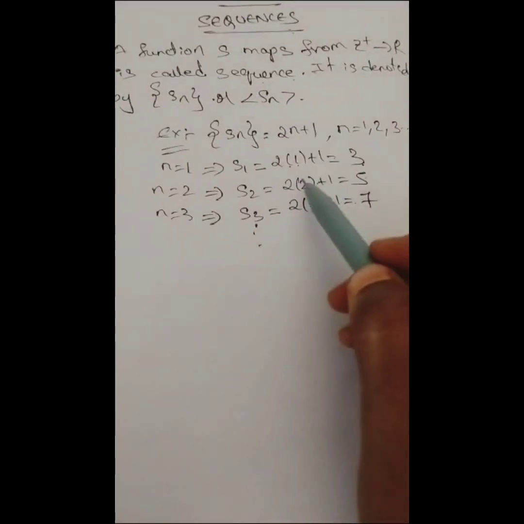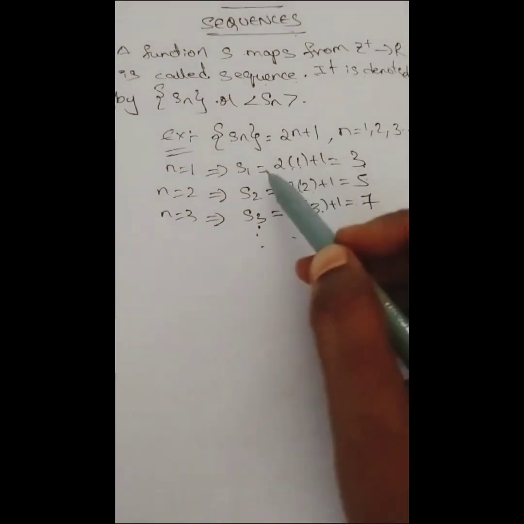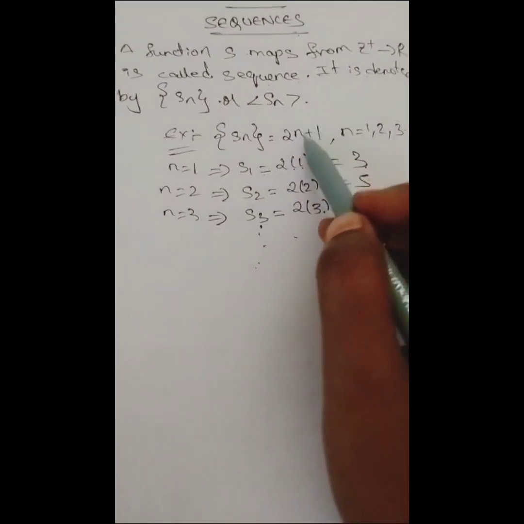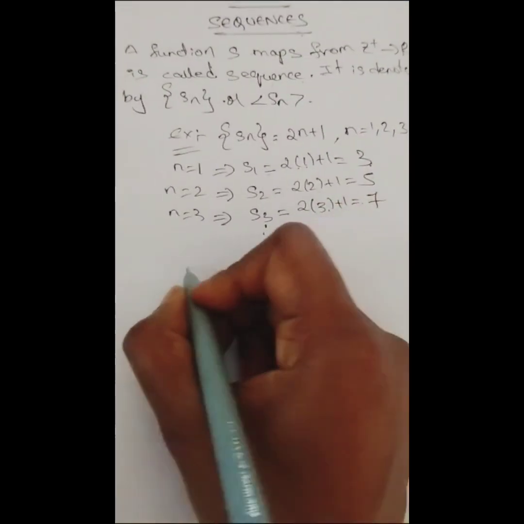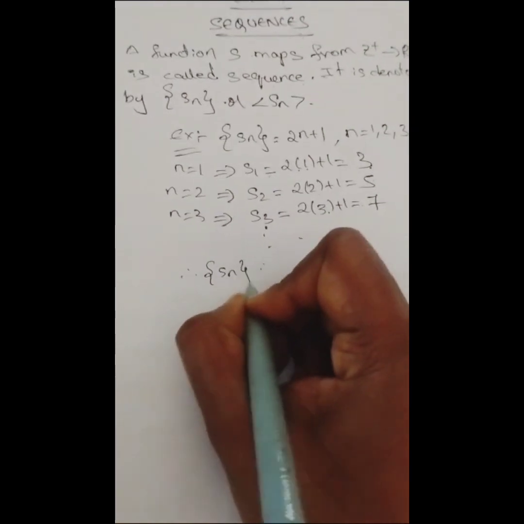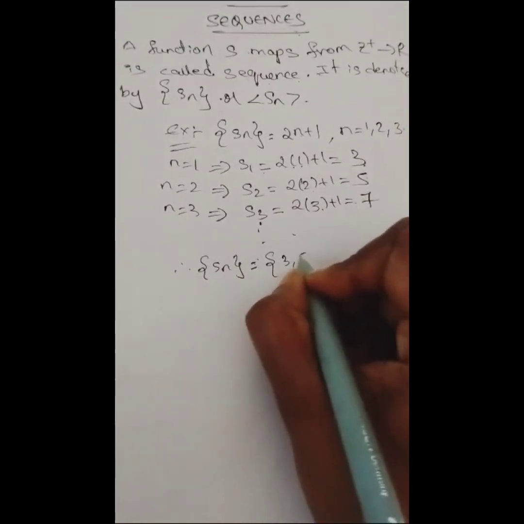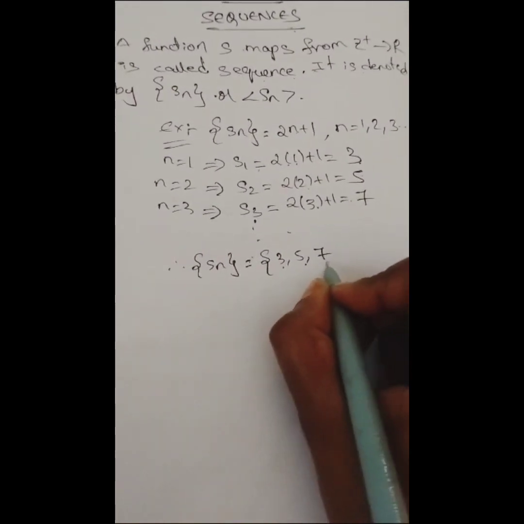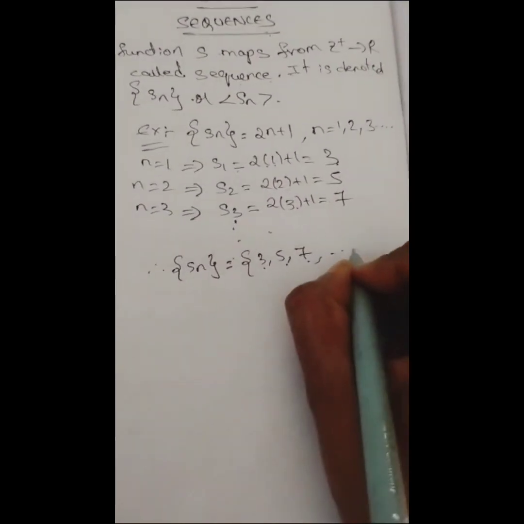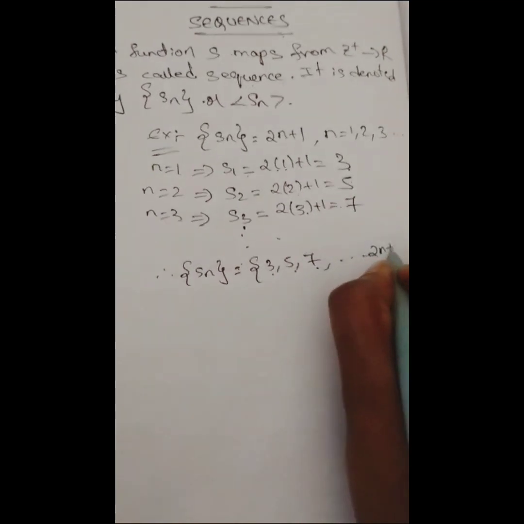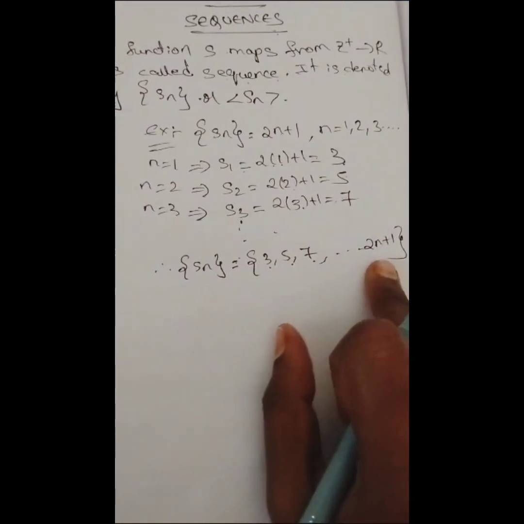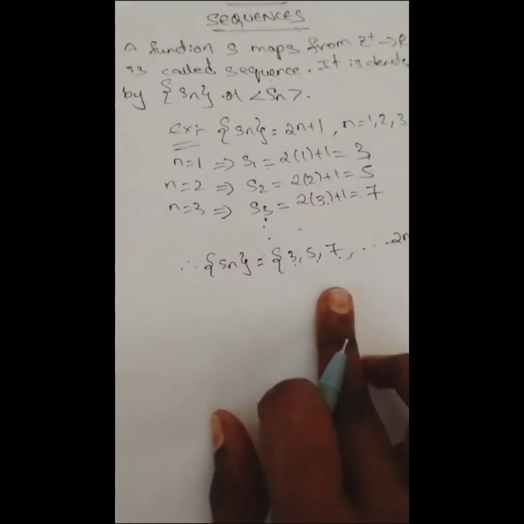So we are getting many terms. These are called the first term, second term, third term, up to the nth term, and for the nth term you get 2n plus 1. The values of Sn are 3, 5, 7. For n equal to 1 you get 3, n equal to 2 you get 5, n equal to 3 you get 7, and so on. If I take the nth term, I get 2n plus 1. Now this forms a sequence. The numbers are in an ordered format, so this is called a sequence.